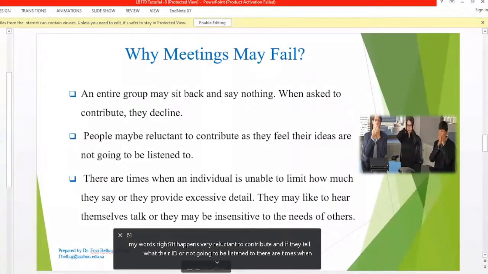There are times when an individual is unable to limit how much they say, or they provide excessive details. Sometimes there are people who don't talk, they don't participate in anything, not even a single word. Or some people are excessive talkers, excessive talkatives. What does it mean? He talks too much. You have to explain your point of view in 2 minutes, for example, and one comes and takes 10 or 15 minutes, he wants to talk about everything. That's wrong. Don't say everything in detail in the meetings, because you make the meeting so boring.